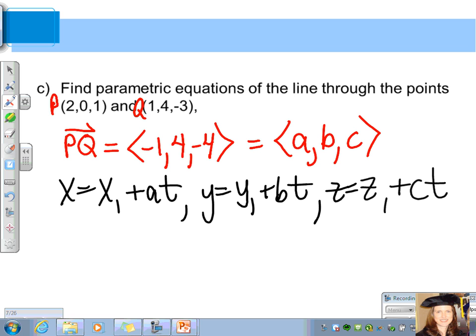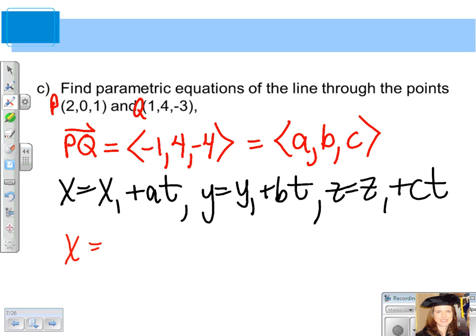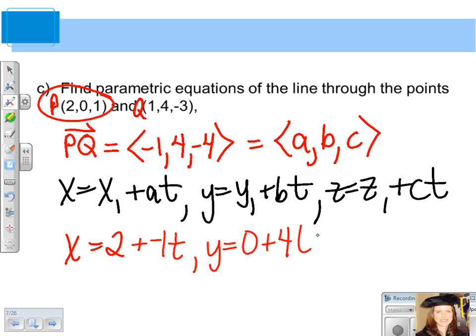You can plug in the known values. We could use either one of these points, P or Q. I'm going to go ahead and use the point P. So that's your x1, y1, and z1. And you will have x equals 2 plus a, which is the component on the vector, negative 1, times t. y equals y1, which is 0, plus bt, where b is 4. And z equals z1, which is 1, plus ct, where c is negative 4, so negative 4t.